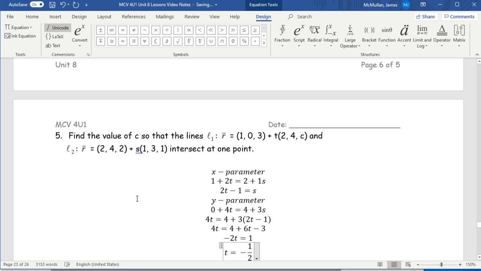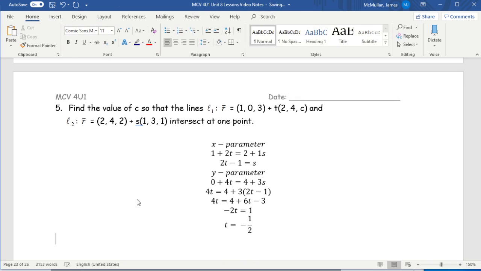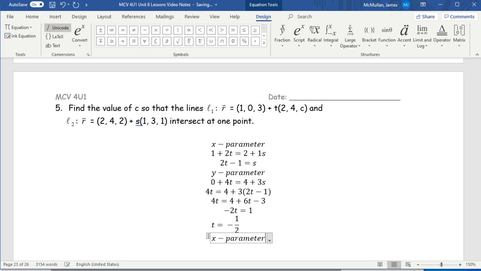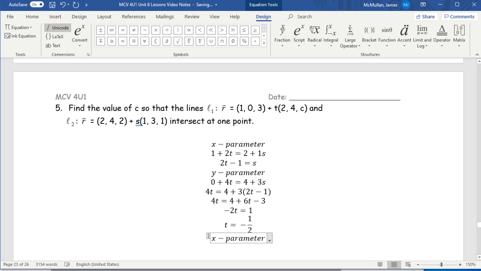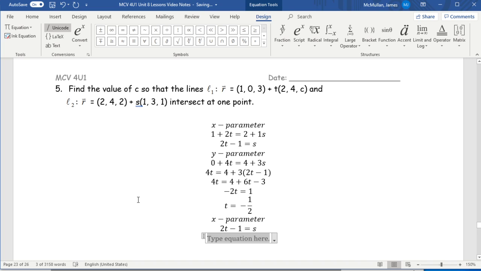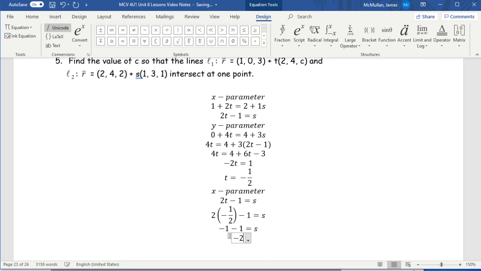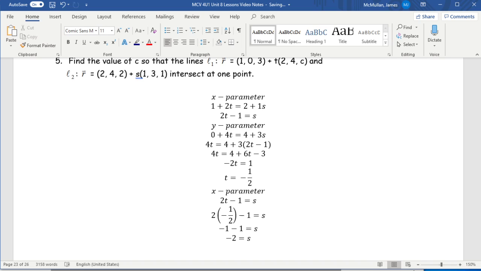Okay, so then what we're going to do is we go back to the x parameter. Okay, x parameter. So back to the x parameter. We have 2t minus 1 equals s. Now we know that t is negative 1/2, so we go 2 times negative 1/2 minus 1 equals s. And this is negative 1 minus 1 equals s, so negative 2 equals s. So this is what s and t are for this to work.